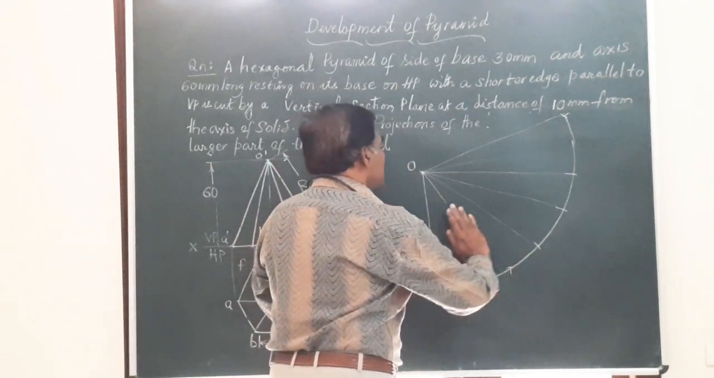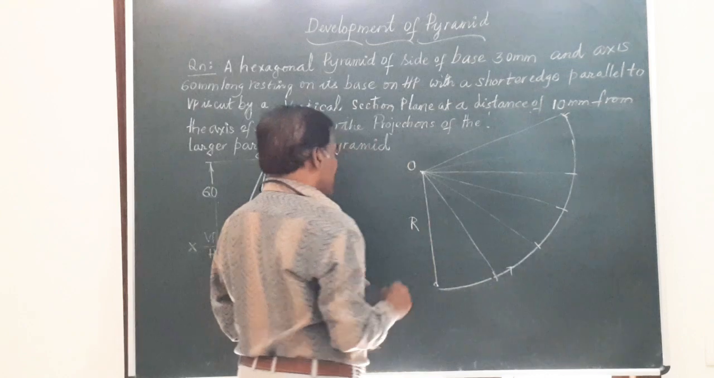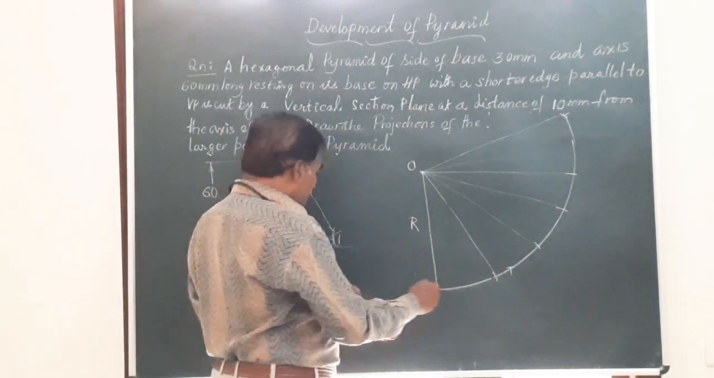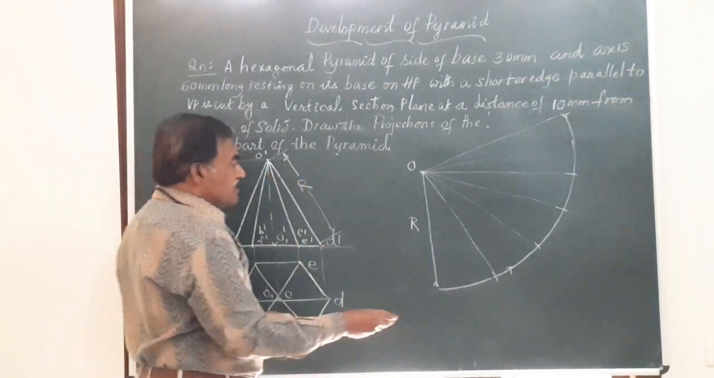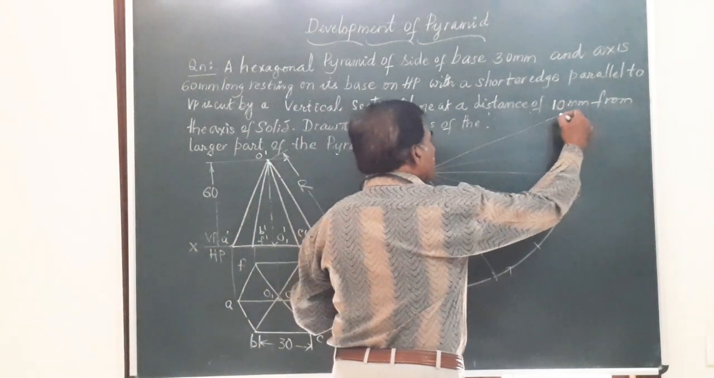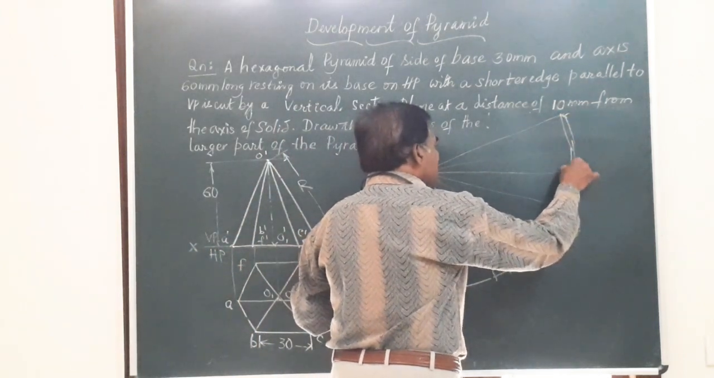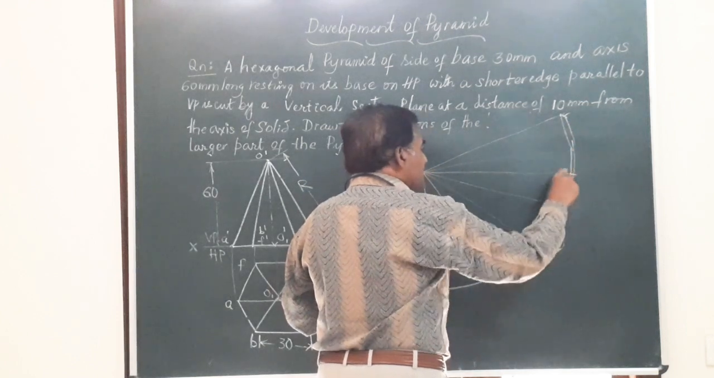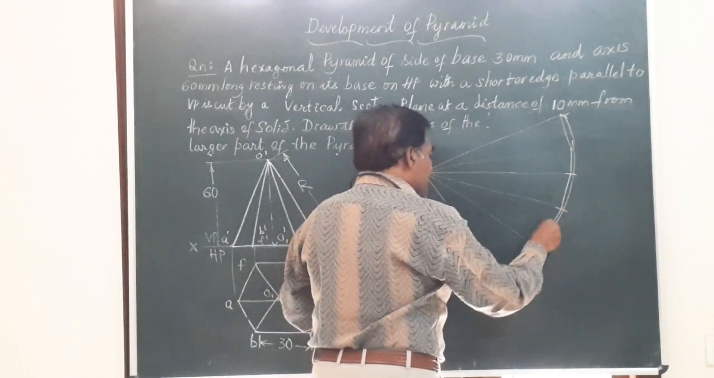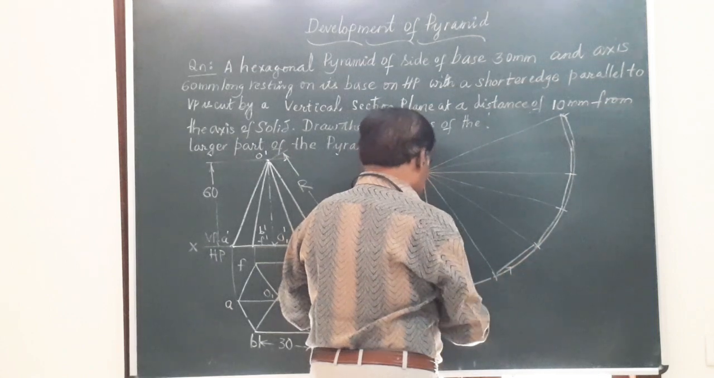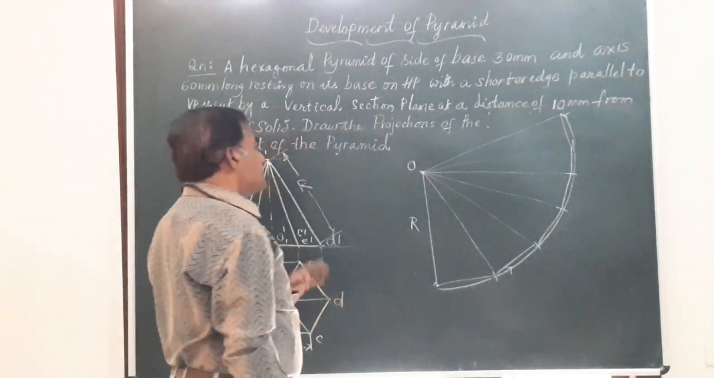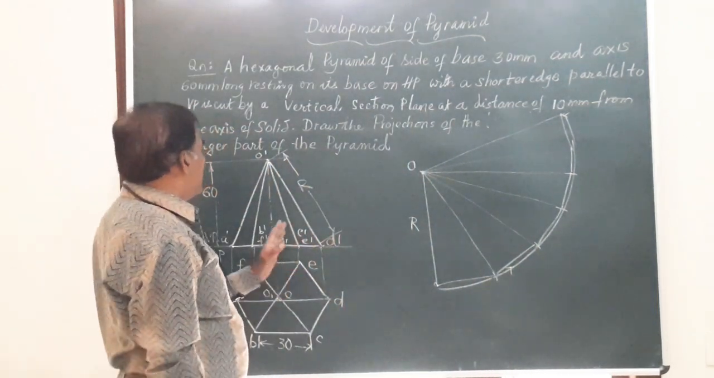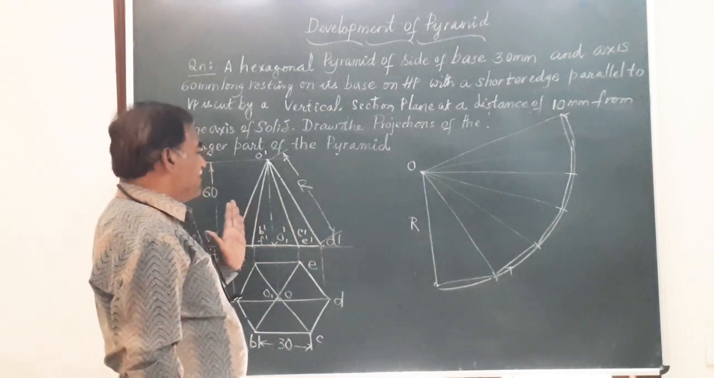Remember, here all these are the same, 1, 2, 3, 4, etc. And the base edges of the solid are all straight edges. Hence I am going to mark by thin line to start with, all these straight edges, and all these edges are 30 mm each. 30, 30, 30 millimeter. So this would have been the development if it were not cut by any section plane.